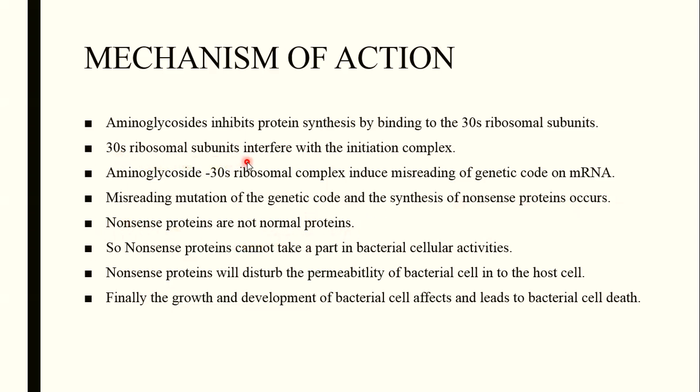Initiation complex, elongation complex and termination complex are the three parts which take place during the synthesis of protein. During the initiation of protein synthesis, the 30S ribosomal subunits will interfere. Aminoglycosides and the 30S ribosomal complex induce misreading of the genetic code on messenger RNA. This misreading mutation of the genetic code leads to synthesis of nonsense proteins which are not useful for building the bacterial cell.